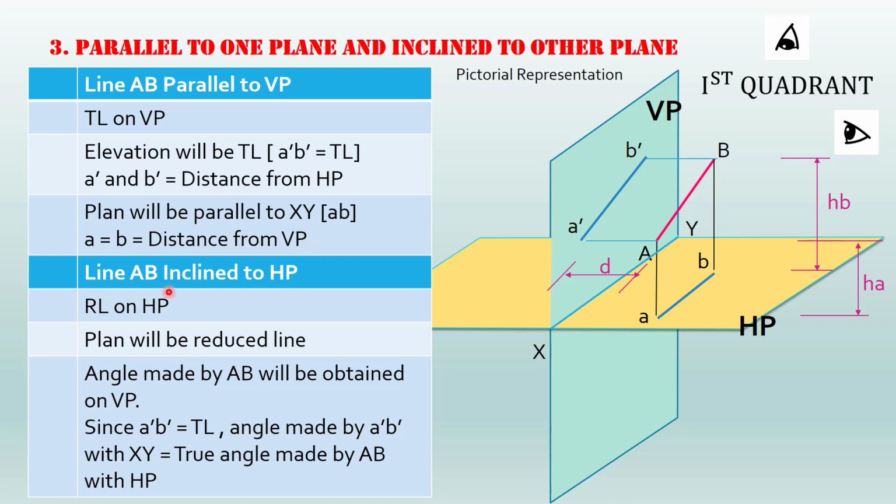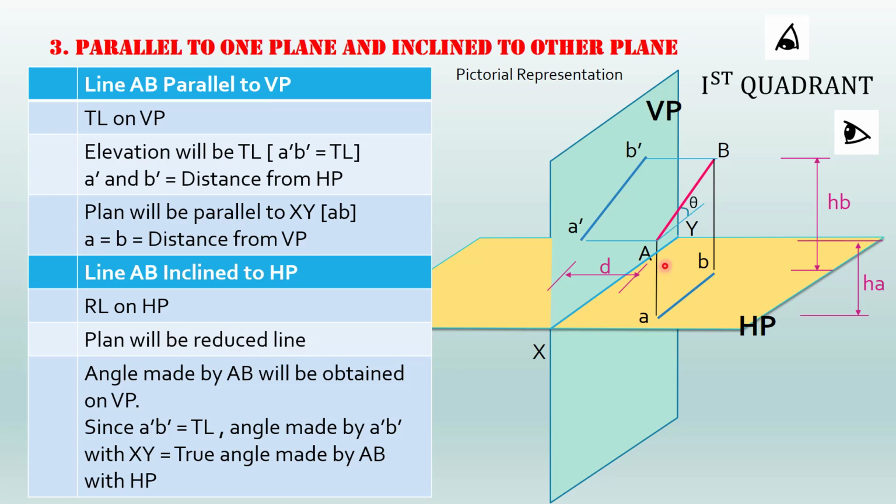Now since the line capital AB is inclined to HP, we will get a reduced line on the horizontal plane. Please note this one. If the line is inclined to any of the plane, you will be getting a reduced length on that plane. That means if the line is inclined to HP, you will get a reduced line on HP. If the line is inclined to VP, you will get reduced line on VP. So please keep that in mind. Now in our case, since the line capital AB is inclined to HP, the plan will be a reduced line.